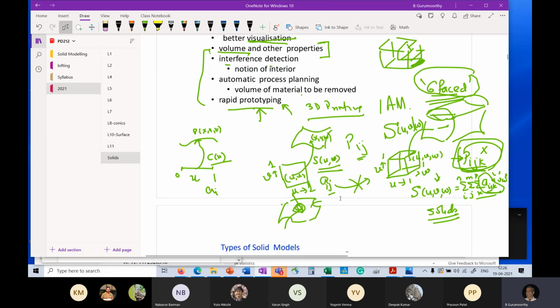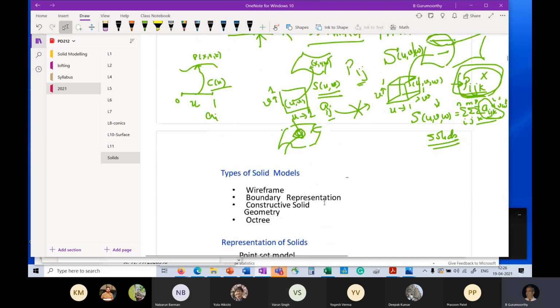So let's look at some examples. Historically they evolved in this way. Right, wireframe happened first. Then came boundary representation, then came CSG. You will see what each of them mean. I'm just treating them as simple names right now. We will see what they actually mean.